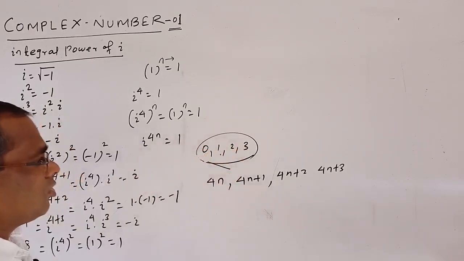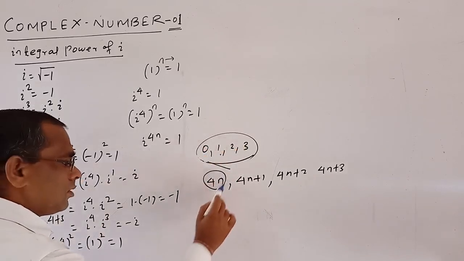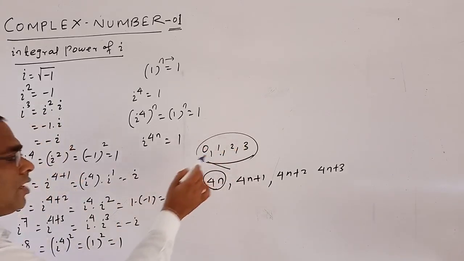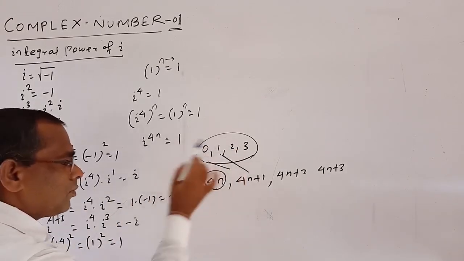If the remainder is 0, that number may be 4n. If remainder is 1, that number must be 4n plus 1.